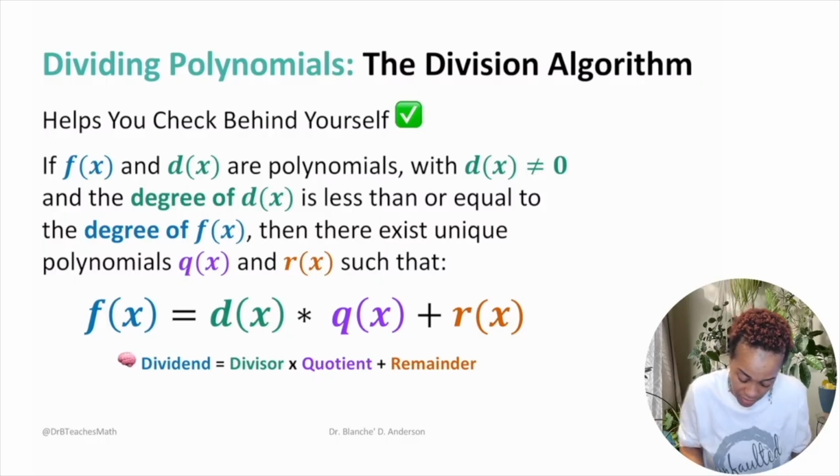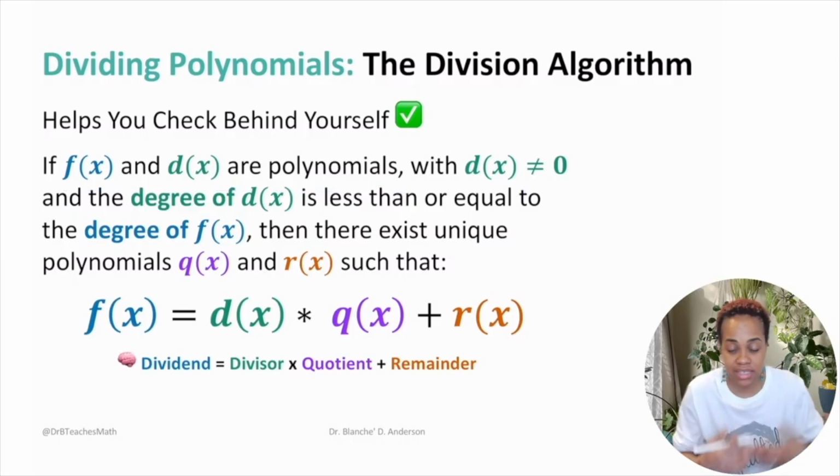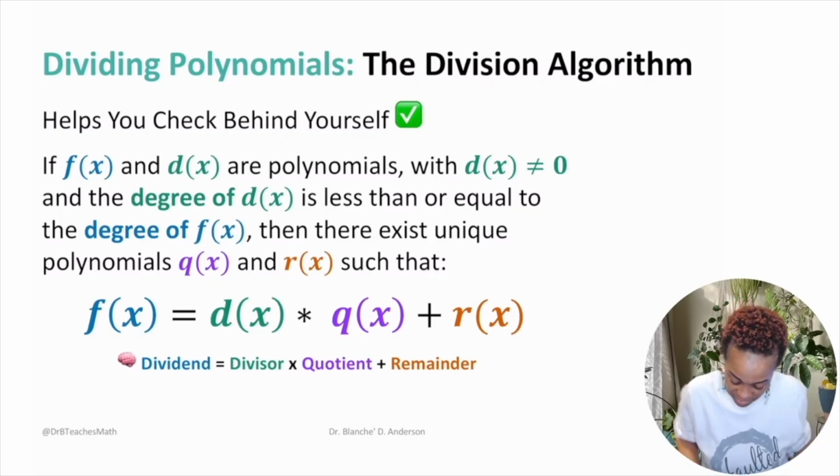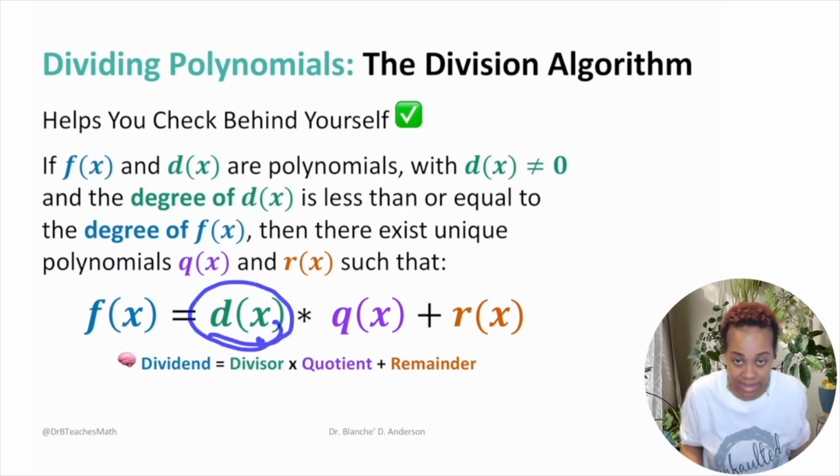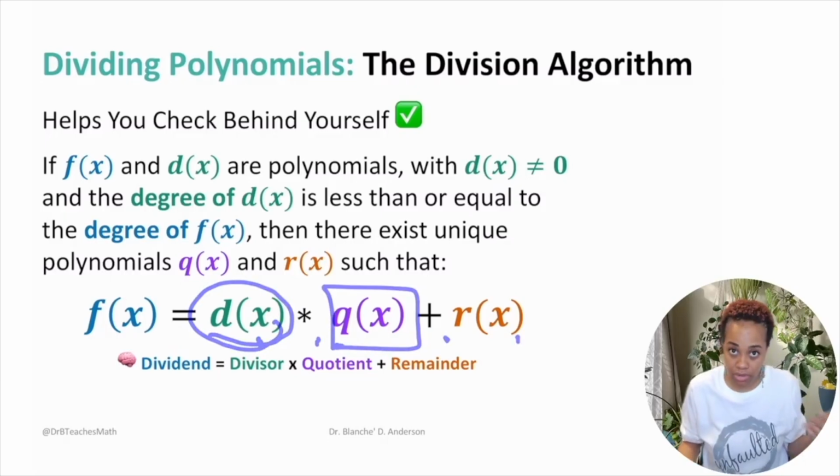So it says if f of x and d of x are polynomials where d of x is not equal to 0 and the degree of d of x is less than or equal to the degree of f of x, then there exist unique polynomials q of x and r of x such that f of x is equal to d of x times q of x plus r of x. You're probably like, what? It's what we just said. The dividend, what you're dividing, is equal to who's doing the dividing times whatever your quotient is, plus the remainder.